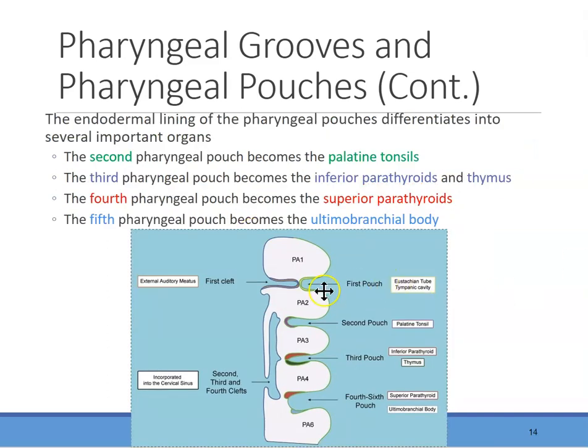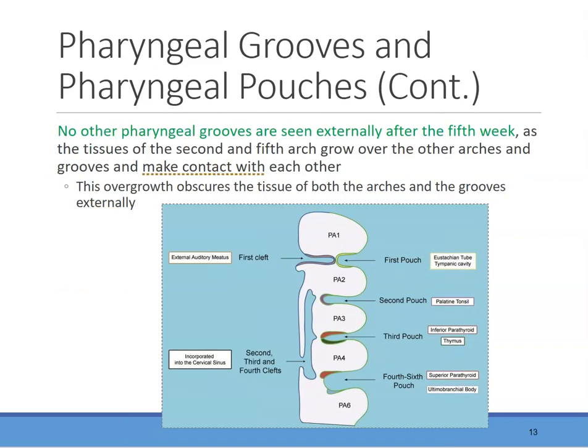Okay, let's look at the pouches now. I should also say, with the pouches, which are on the inside, the first pouch again makes something to do with the ear. It makes a tube in the ear and a tympanic cavity. These are just stuff in the ear. So the first pouch makes the ear stuff.